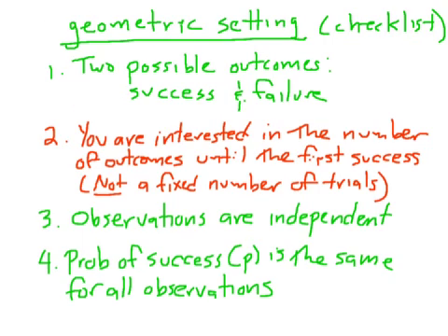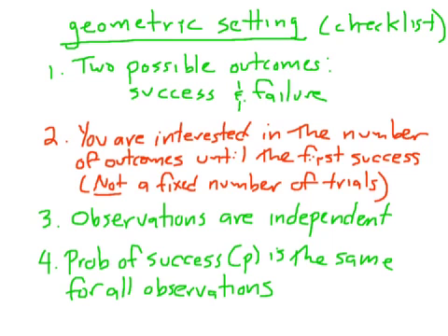So like we had a checklist for a binomial random variable, now we have another checklist for a geometric random variable. And the good news is it's almost exactly the same thing. 1, 3, and 4 are exactly as they were for binomial random variables. The only real difference is right here. No longer do you have a fixed number of trials. The difference between a geometric and a binomial random variable is that what you're interested in now is the number of outcomes until you get the first success.